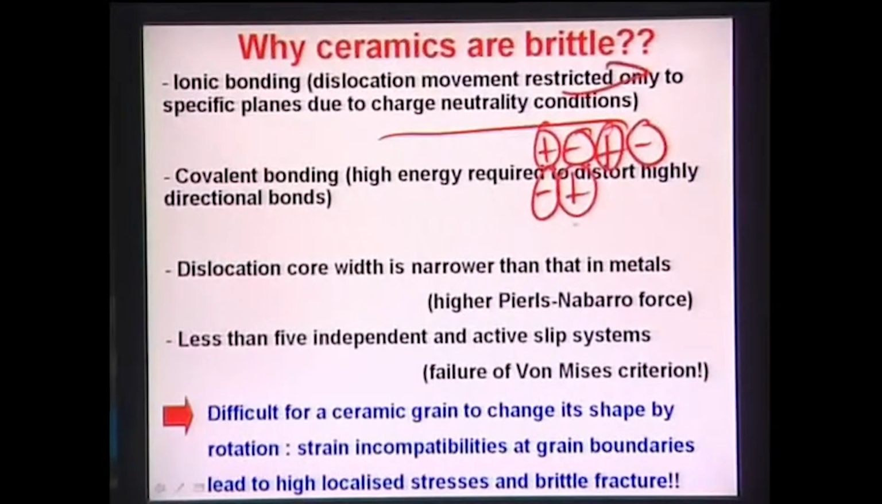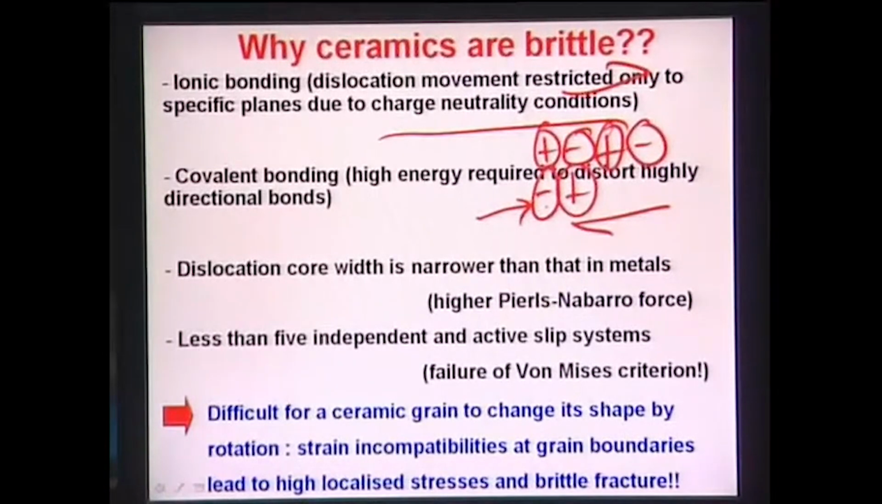Now, if you simply apply shear stress, what will happen? The second row, this anion, will be displaced by one movement. Then this anion will be just below the second anion, and that is not possible because two anions cannot touch each other. You understand what I am saying? So this kind of dislocation movement simply is not possible in ionic solids.